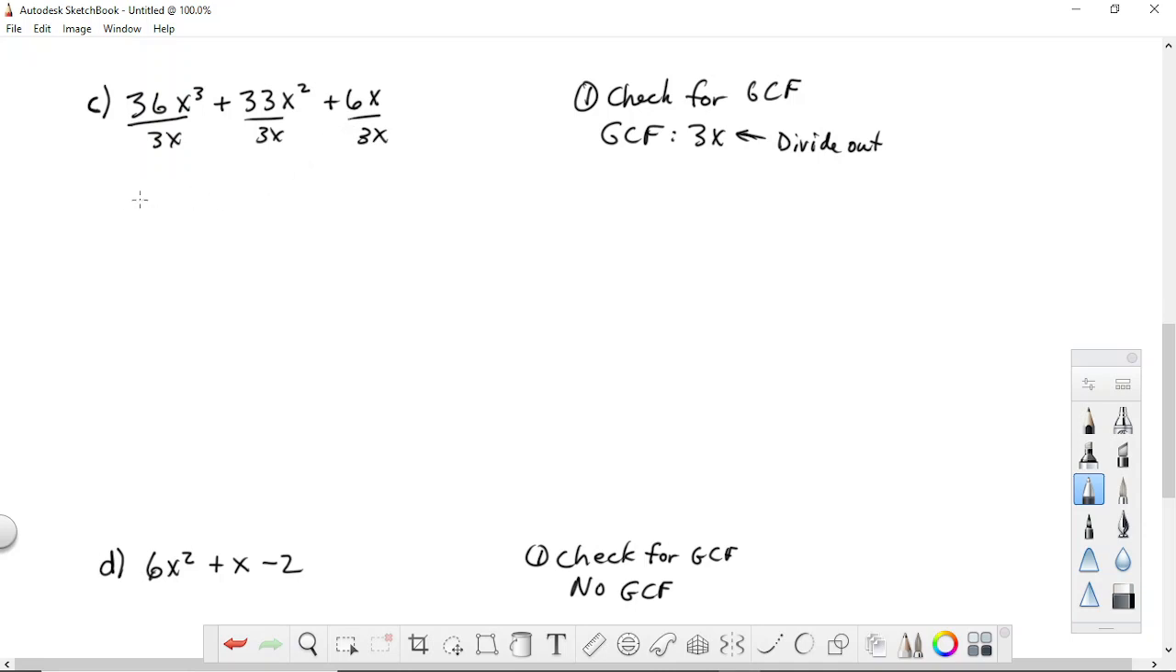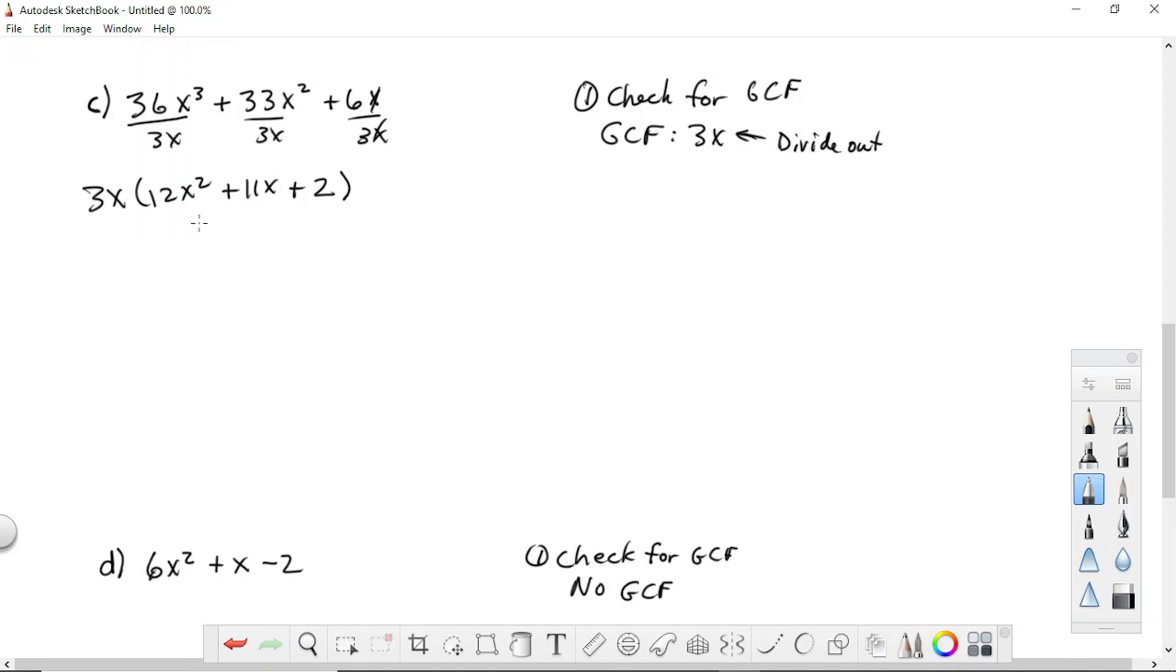Okay, and that gives us, well, of course, the 3x is still there. When we factor it out, we see what to put in the parentheses by looking at what we get when we divide by that 3x. And here we got 12x squared. Here we have 11x. And then we have plus 2. Here the x's cancel, right? It's 6 divided by 3, which is 2. Okay, so we look at what's in the parentheses.